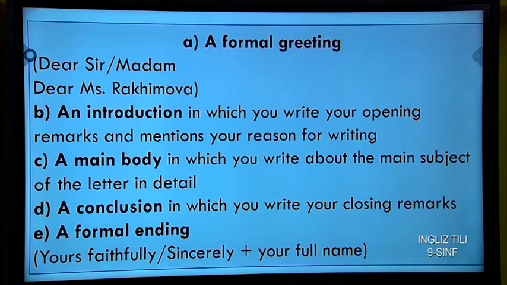The next step is C, a main body, in which you write about the main subject of the letter in detail. Next, D, a conclusion, in which you write your closing remarks. The last one is a formal ending. What should you do? Of course, you should write Yours faithfully, Yours sincerely, and your full name. So, I think you understood how to write formal letters.